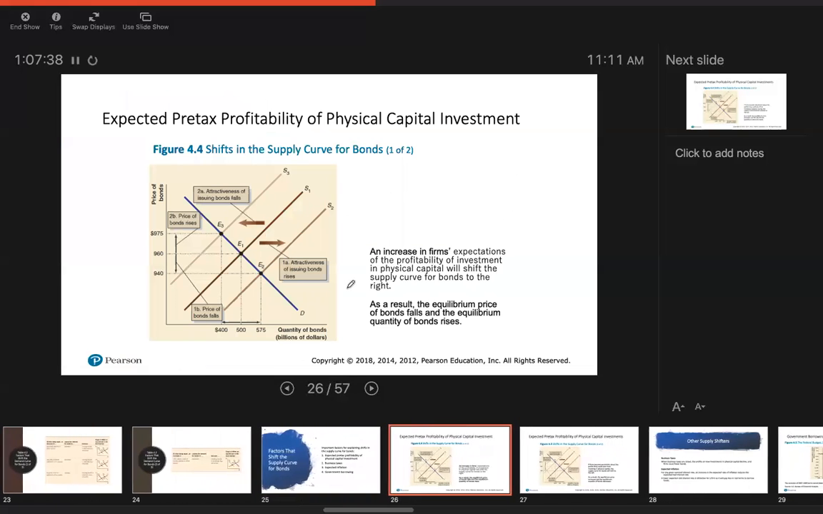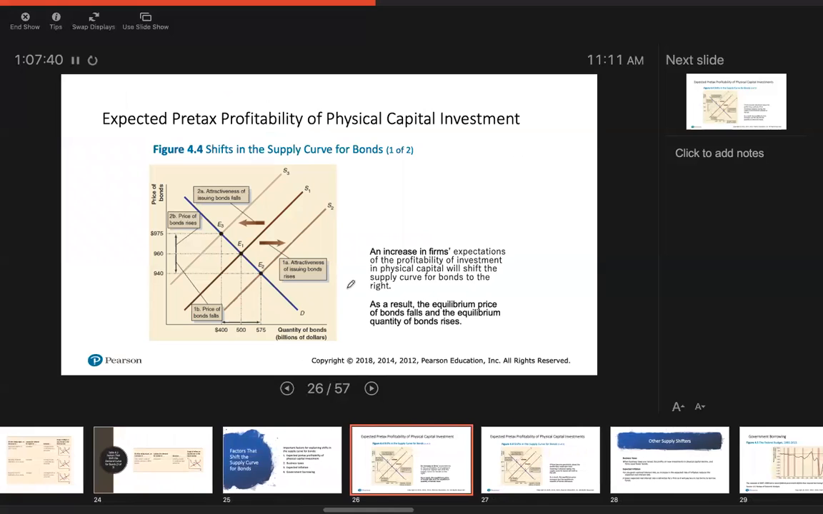Okay. So for instance, if you think the return on your investments is going to go up, then it becomes more attractive to borrow money. So what do we expect to happen? The attractiveness of issuing bonds rises, right? If the expected pre-tax profitability of these investments goes up, then you might want to borrow more money. So that's represented by a rightward shift in the supply curve, because at all price levels, now you want to issue more bonds.